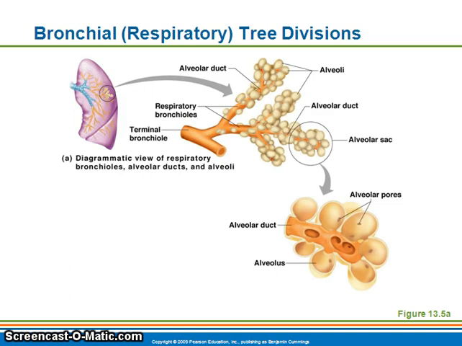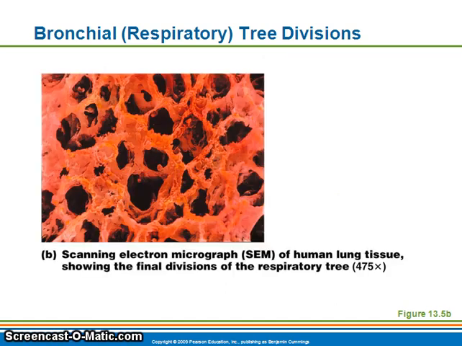This is just an illustration showing you how that respiratory zone is put together. So we have those respiratory bronchioles, alveolar ducts, alveolar sacs. We have these pores which kind of connect the alveoli together, kind of help them to communicate a little bit. This is just a photomicrograph showing you lung tissue.